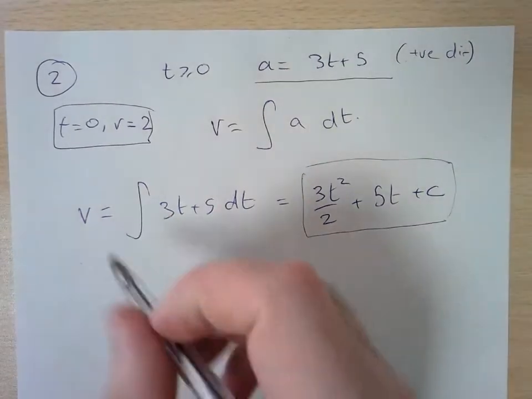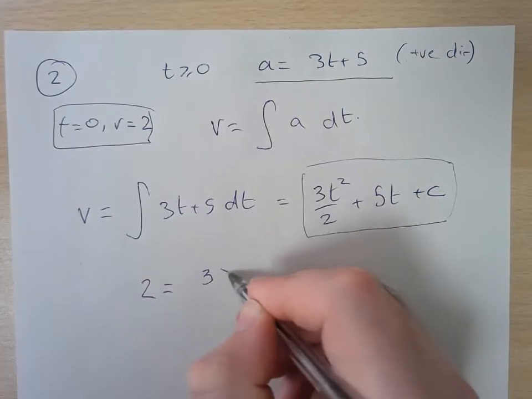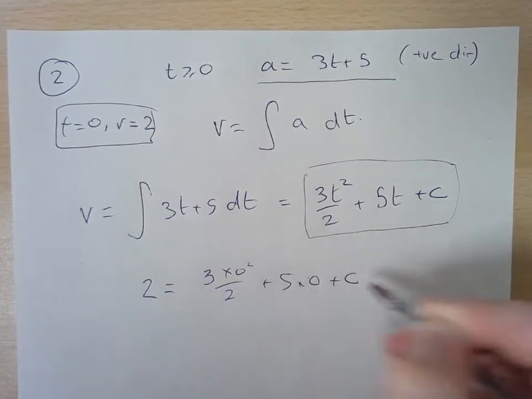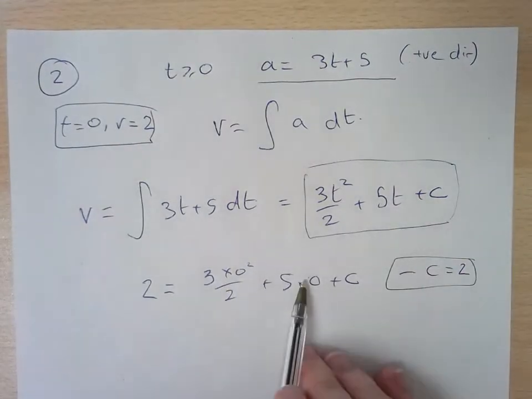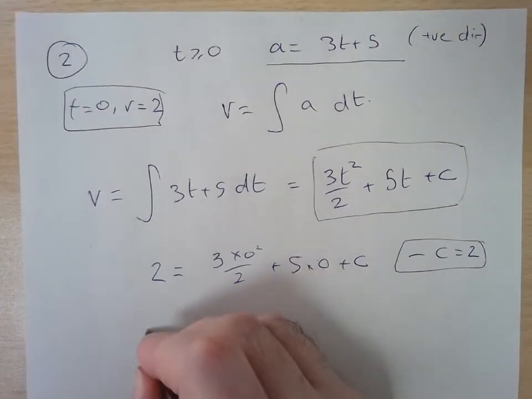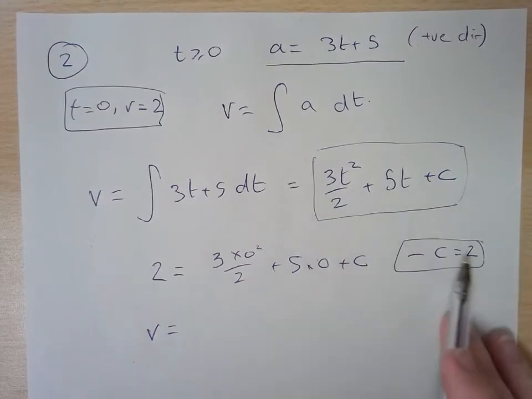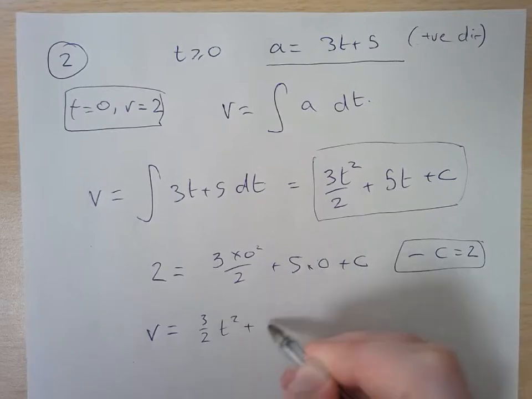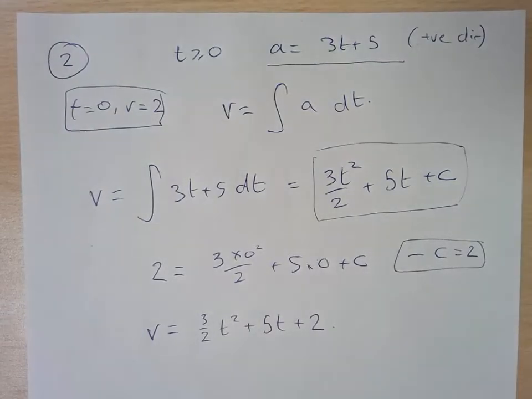So if we sub it in, we get 2 equals 3 times 0 squared over 2 plus 5 times 0 plus c, and this will give us that c equals 2. Because this is 0 and this is 0, so we get 2 equals c. This gives us a final equation for velocity: v equals 3 over 2 t squared plus 5t plus 2. So we've found an expression for velocity.